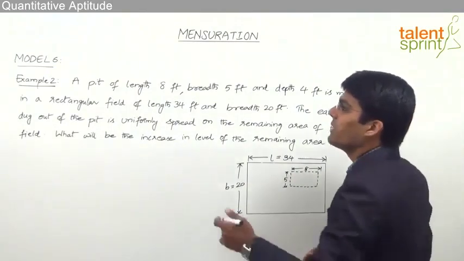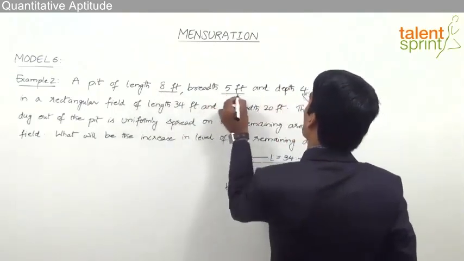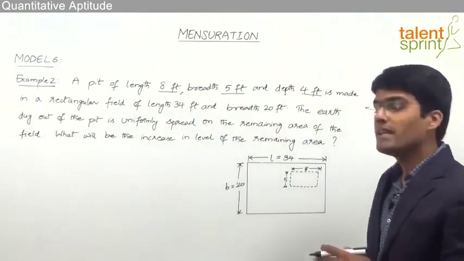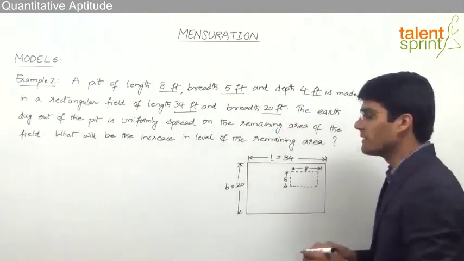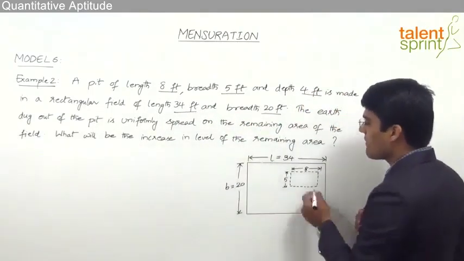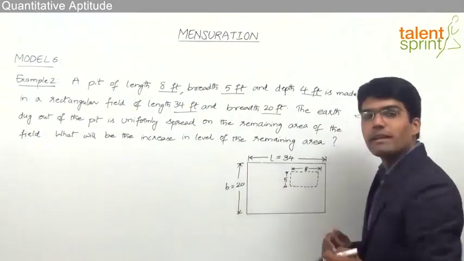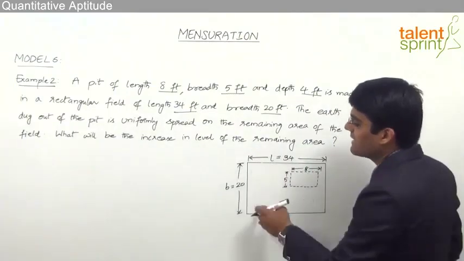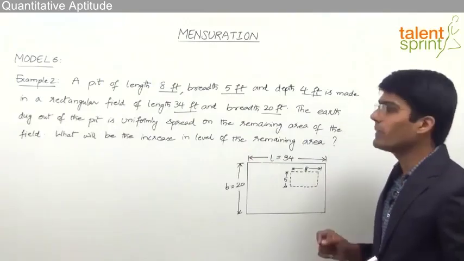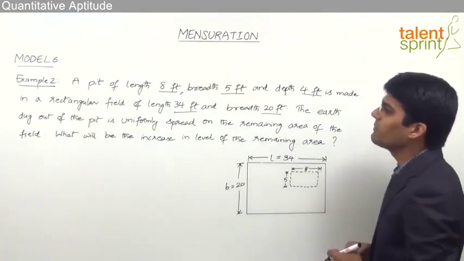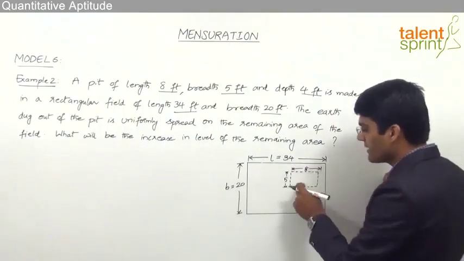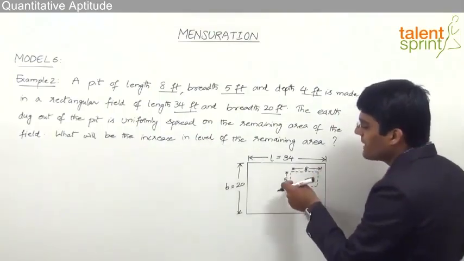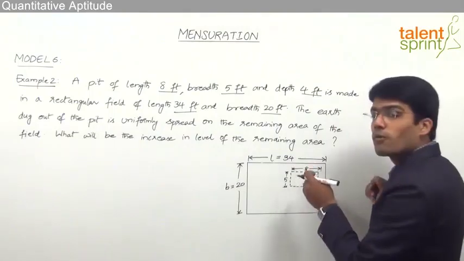So as you can see, a pit of length 8 feet, breadth 5 feet and depth 4 feet is made in a rectangular field of length 34 feet and breadth 20 feet. So this is the rectangular field of length 34 and breadth 20. Inside this rectangular field, a pit of length 8, breadth 5 and depth 4 feet is made. That means here is the pit which is of length 8 and breadth 5. And the depth is 4 feet.